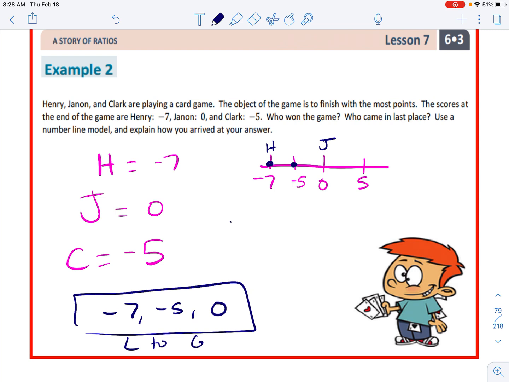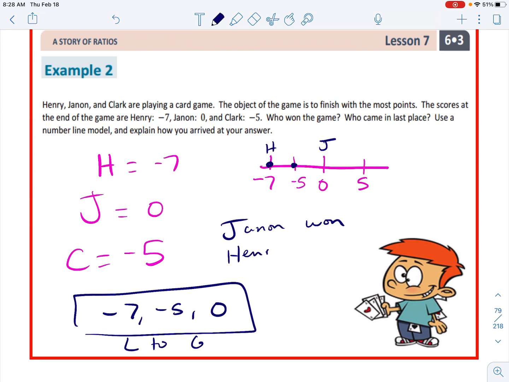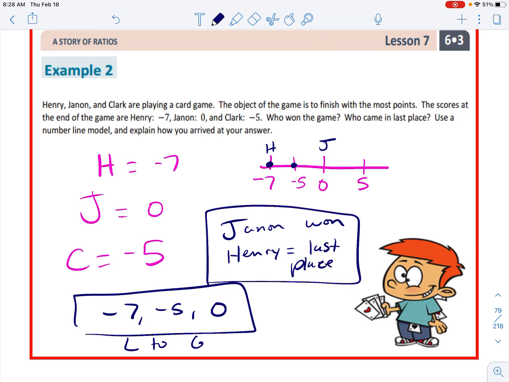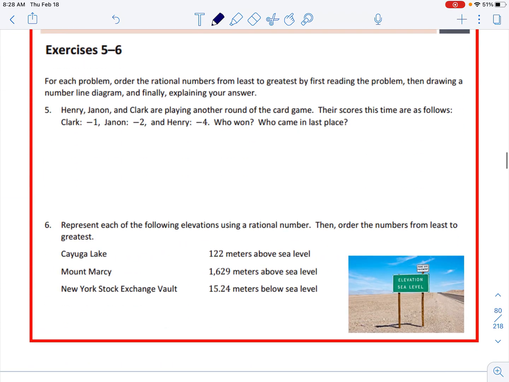Now, who won the game? Janin won the game with 0 points. And who came in last place with the least amount of points? Well, it's going to be Henry with -7, and he got last place. Those are my answers, guys. Easy as that. All we're doing is putting these in order from least to greatest, figuring out what these real world problems are asking us.